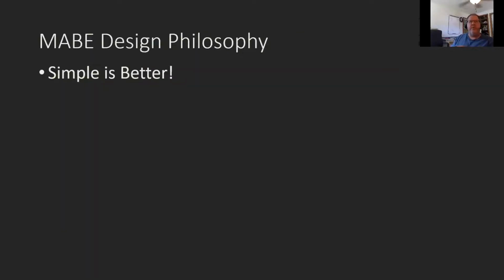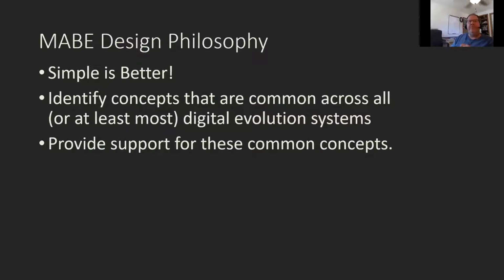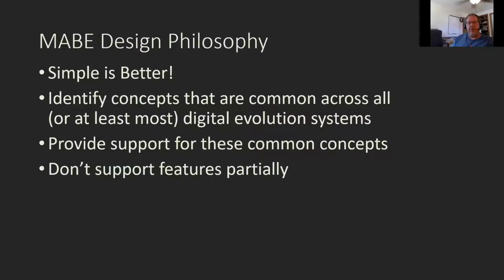So what's the MABE design philosophy? Simple is better, first and foremost. We identify concepts that are common across all, or at least most, digital evolution systems. We provide support for these common concepts. We don't support features partially. I'm going to stress this point. If there's something in the design or a concept and we can't come up with a way to fully support that feature, the design choice is to not support the feature at all.